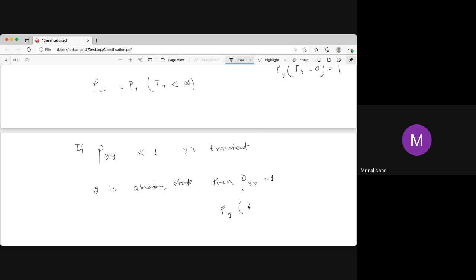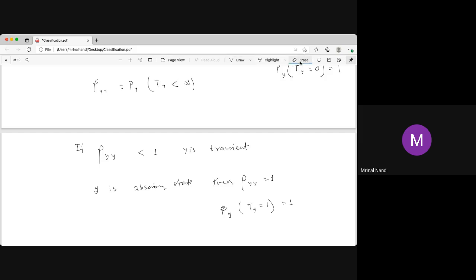This probability of starting from y, its hitting time is 1. This is actually 1. So after 1 step, it will reach again because it is an absorbing state. So an absorbing state is a recurrent state. Once you are there, you will always be there.